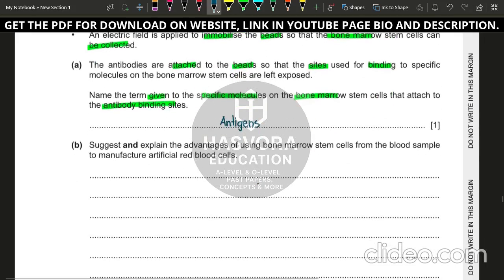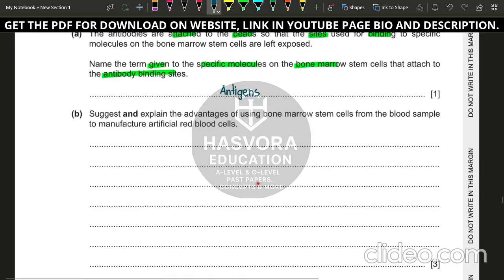Now, the second part says suggest and explain the advantages of using bone marrow stem cells from the blood sample to manufacture artificial red blood cells. Now, how can we actually benefit from it? So, first of all, you can say that it is a less invasive procedure. Because we are not directly extracting the bone marrow, but rather we are using the bone marrow stem cells that are already present in your blood.